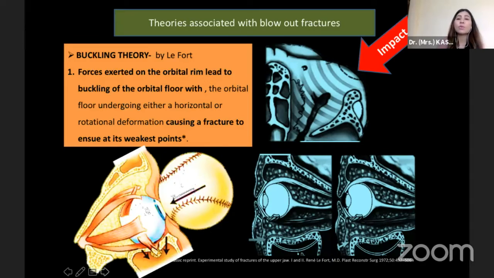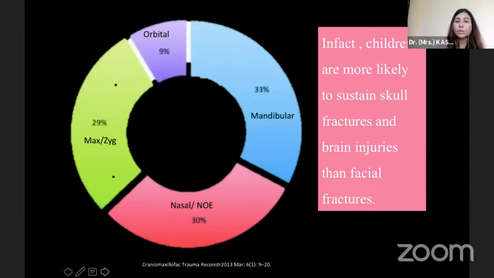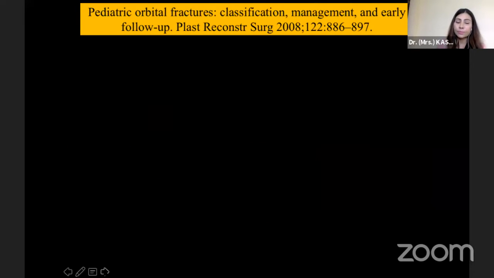So when I talk about blowout fracture, whether it is adult or pediatric, the main theories are the buckling theory and the hydraulic theory. But the most important thing is that though we are speaking about the orbital fracture, if we look at the cranial and the facial part as a whole, the most common fracture amongst children is the mandible, followed by the NOE, which is quite common. And I have seen quite a few NOE fractures in children, and then comes the orbital fracture.